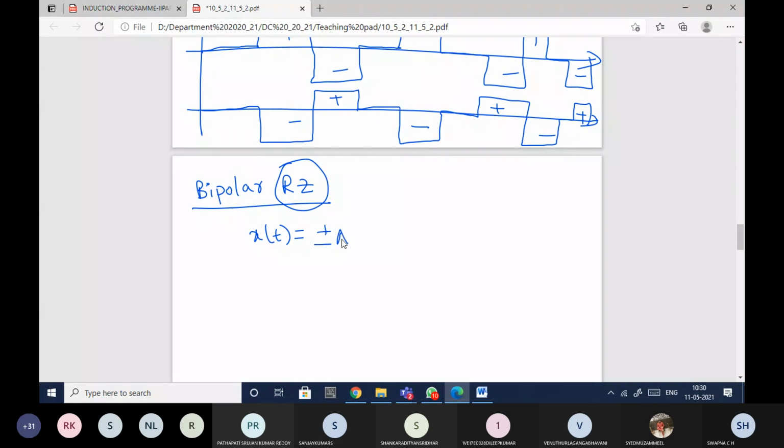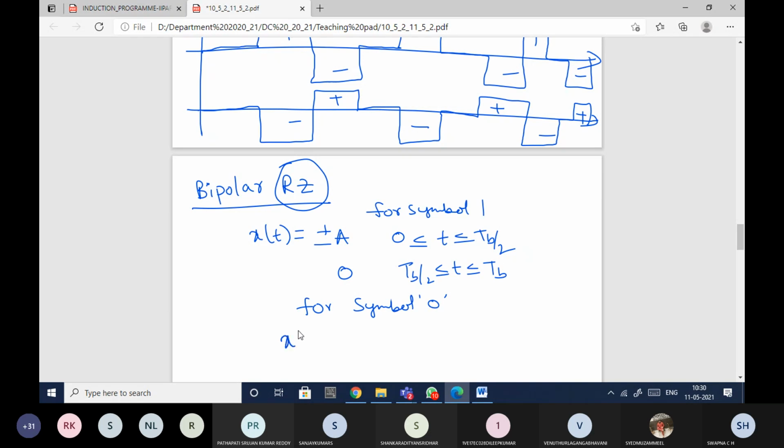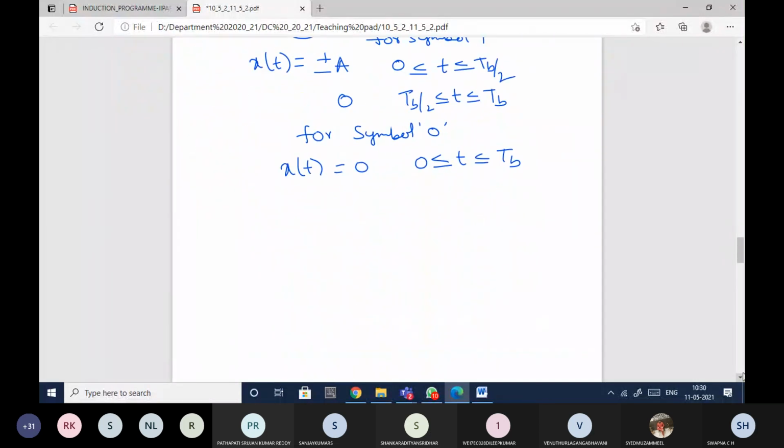It will be plus A or minus A for symbol 1, but it will be only for half of the interval. In between, it will return to 0, and it will be equal to 0 from Tb by 2 to Tb. This is for symbol 1. For symbol 0, throughout the interval, x of t will be equal to 0.